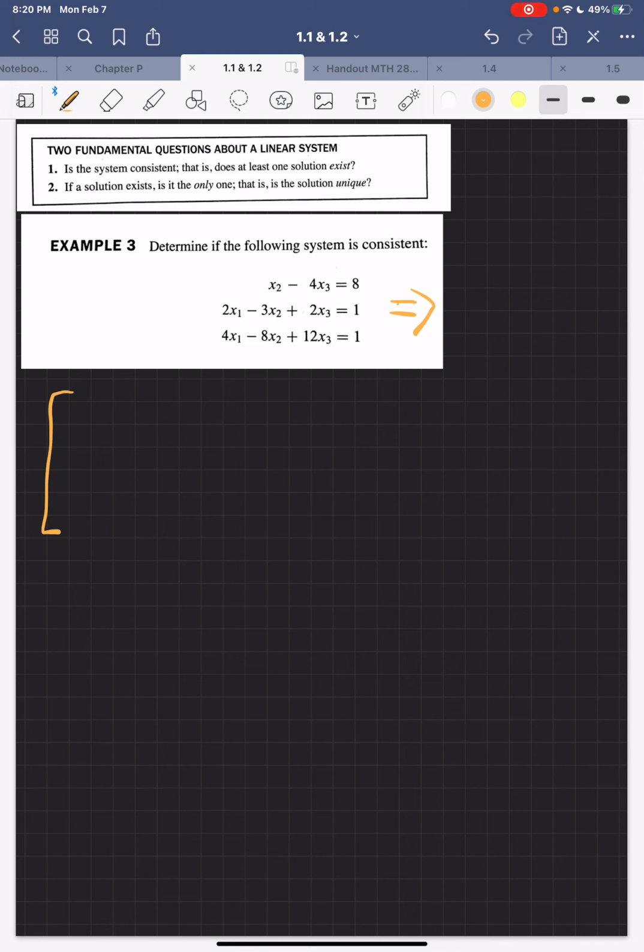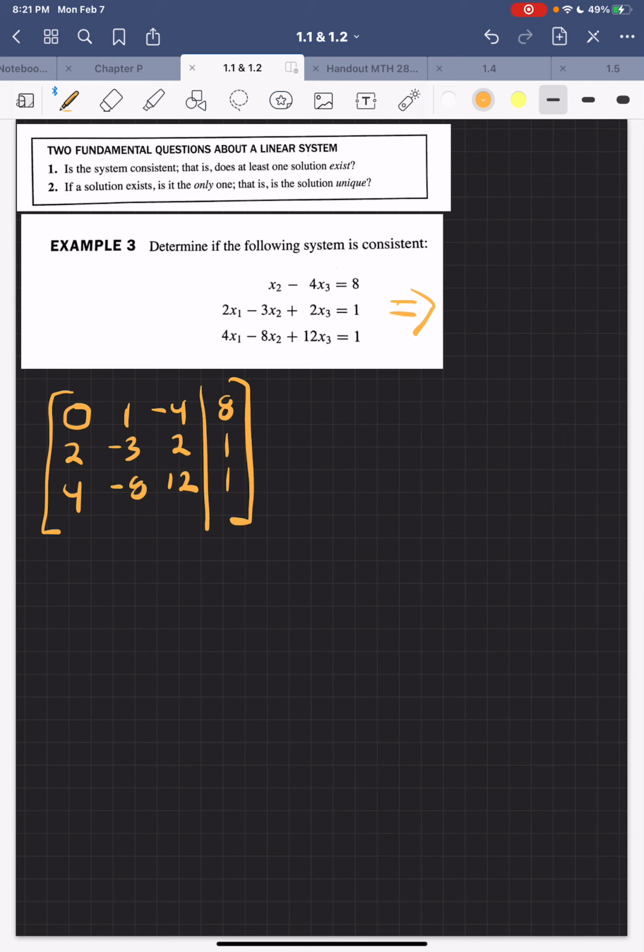I'm going to go ahead and turn this into an augmented matrix. So this would be 0, 1, -4, 8. I got 2, -3, 2, 1, 4, -8, 12, 1.